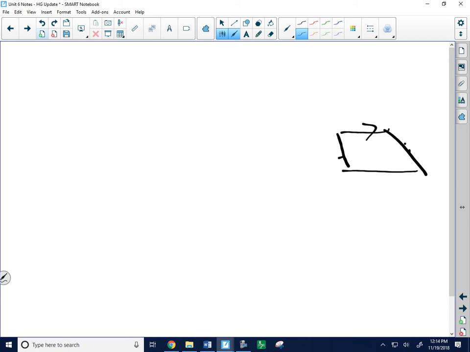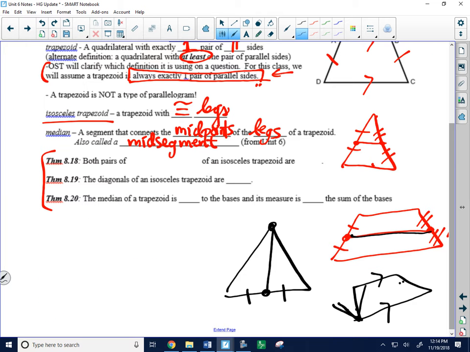Based on that definition, would a square be a trapezoid? If it says that, yeah. See, this is when it gets crazy. I know. Because a square is a type of parallelogram. Is an octagon a trapezoid? No. Let's just stick with exactly one pair of parallel sides.